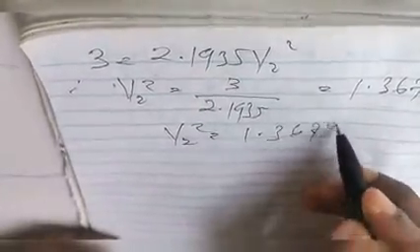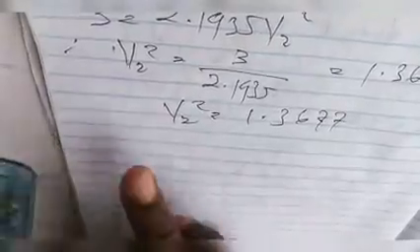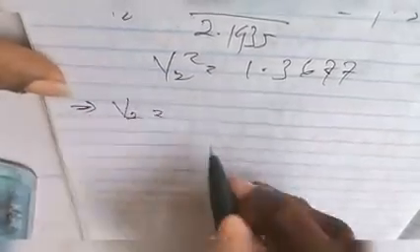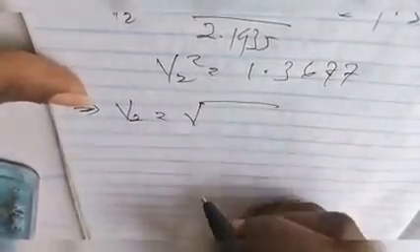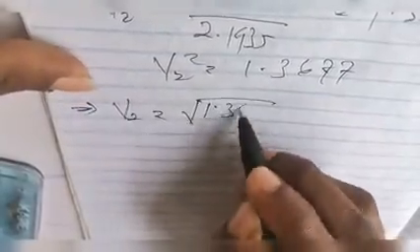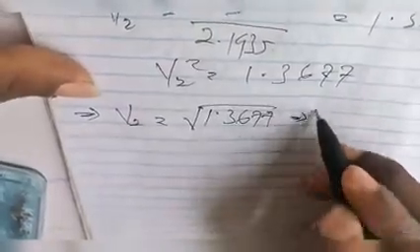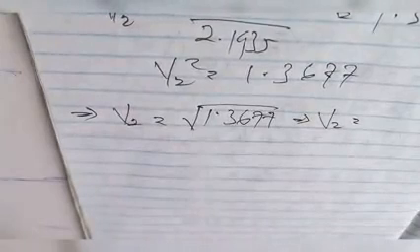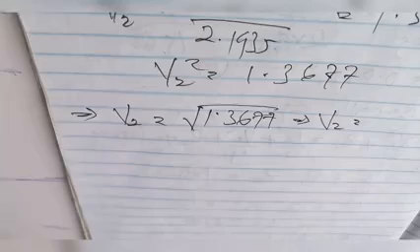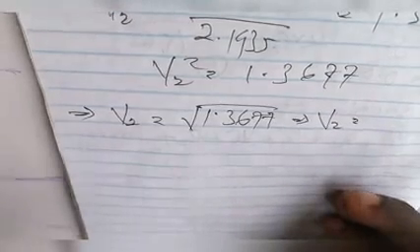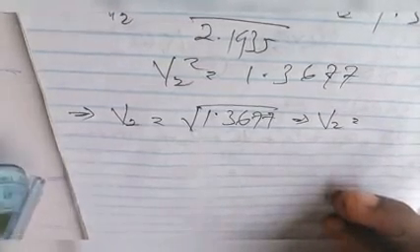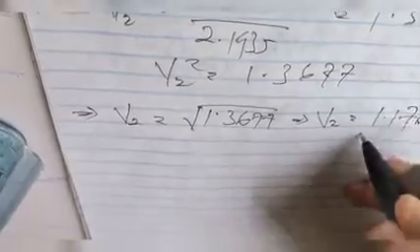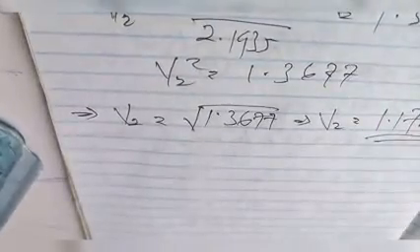Alright, so to make V2 the subject, we have to take the square root. So this simply implies that V2 is equal to the square root of 1.3677. This will now give us the speed at section 2. So square root of answer is 1.17. So we have 1.17 meters per second. So this is now the speed of pipe 2.